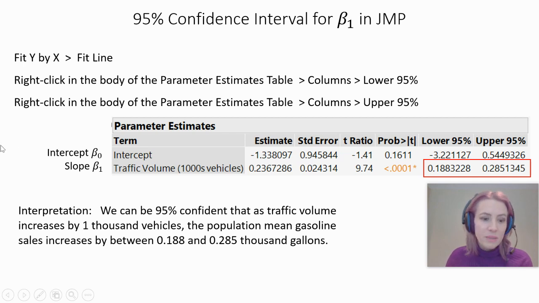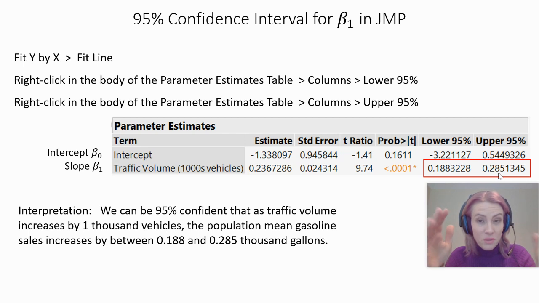So I wrote, we can be 95% confident that as traffic volume increases by 1,000 vehicles, so that's our +1 for x, the population mean gasoline sales increases by between 0.188 and 0.285 thousand gallons. I was able to say increases because both the lower and the upper are positive. So I'm quite confident that it's a positive relationship.